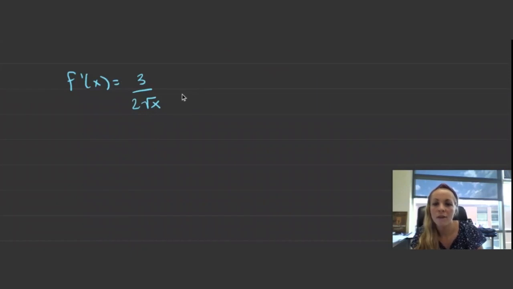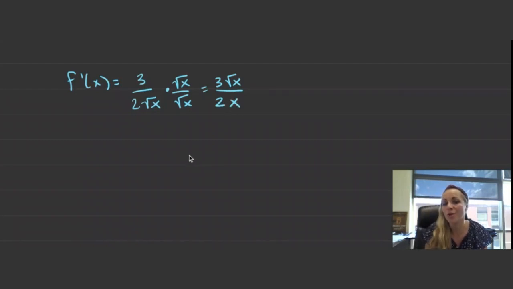A quick side note on your slope. You may have gotten this, but you can also multiply by the number 1, square root of x over square root of x, to get 3 square roots of x over 2x. So just know that's okay for your slope function as well.